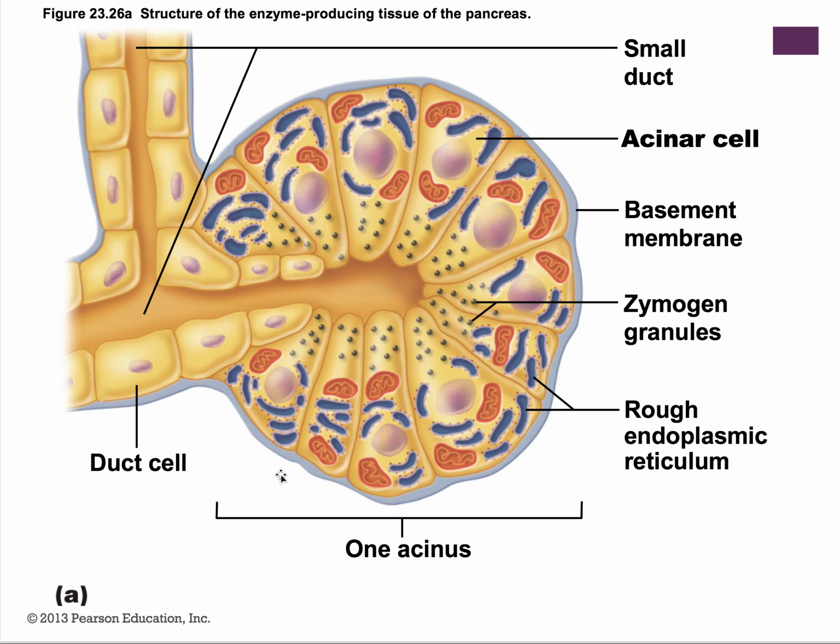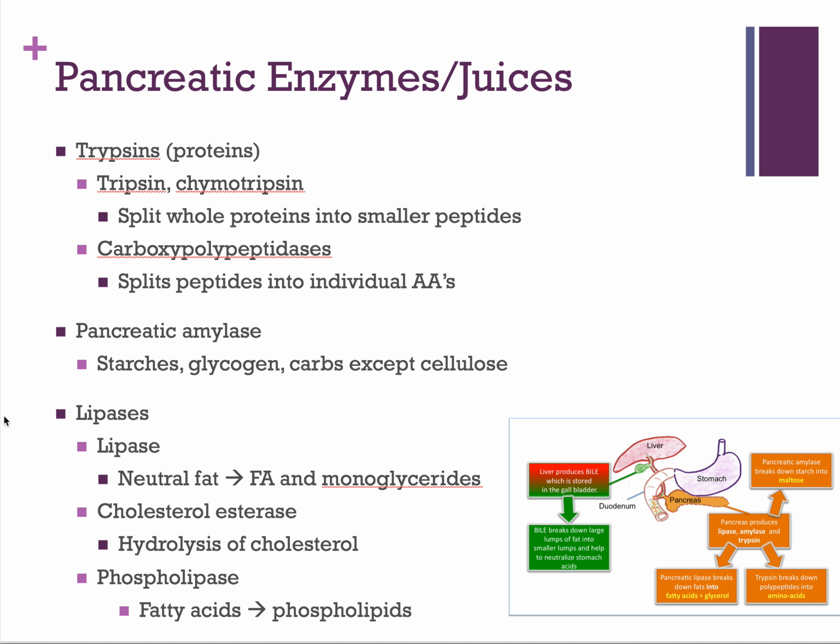This is what our acinar cells look like within the pancreas. So here's one single acinus. This is a duct cell, small duct because there's an accessory duct to the pancreas as well. Those secretory cells will spit out their products through exocytosis into this duct area so that it can be released. Here are your enzymes and juices.